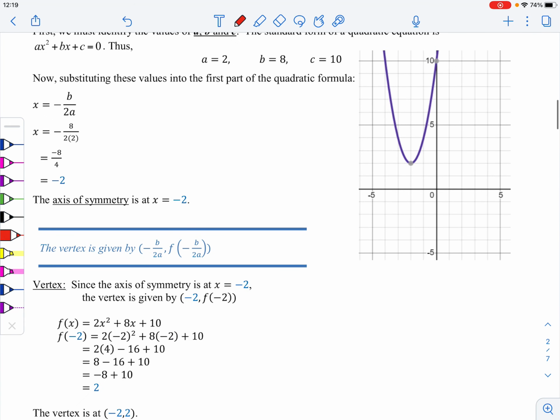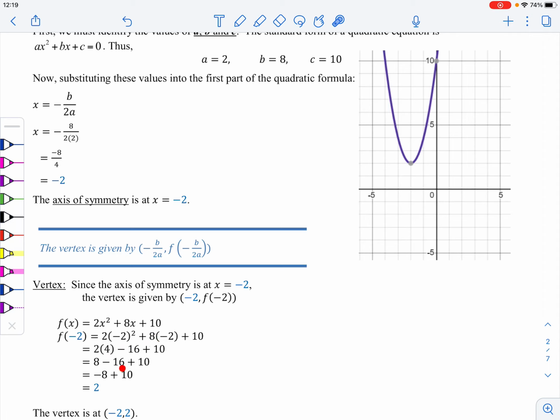Okay, this one, same process here. Negative b over 2a. Substitute your b and your a. -8 divided by 4 is -2. Then you substitute that -2 into your original equation. And -2 squared, so -2 times -2, first exponent is 4. Then you multiply it by 2, and you get 8.